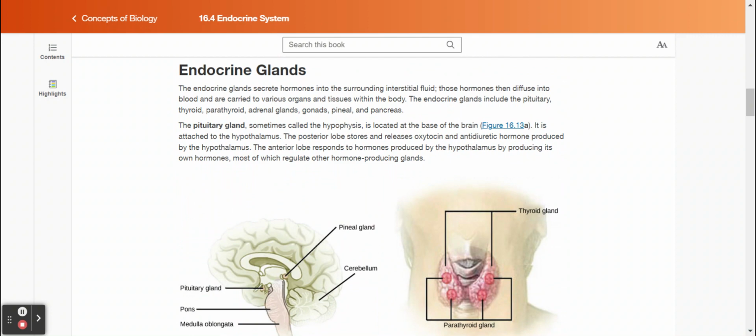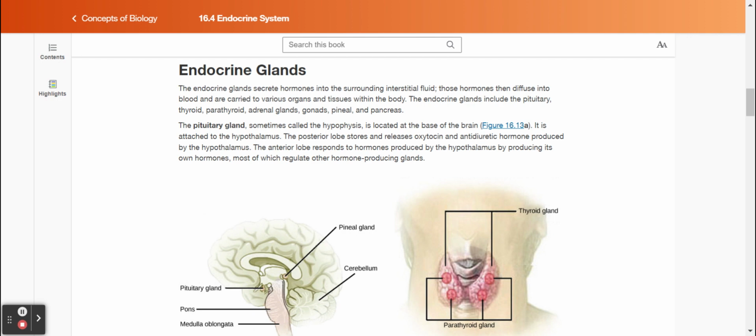Endocrine glands. The endocrine glands secrete hormones into the surrounding interstitial fluid. Those hormones then diffuse into blood and are carried to various organs and tissues within the body. The endocrine glands include the pituitary, thyroid, parathyroid, adrenal glands, gonads, pineal, and pancreas.